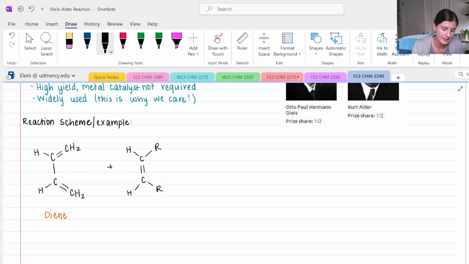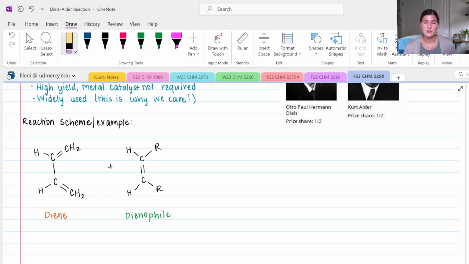This molecule that's added here is called a dienophile. The suffix "phile" implies that this molecule or this substance is attracted to a diene, the first part of the name. So we've seen phile when we talk about nucleophiles and electrophiles in Organic Chemistry 1. A dienophile is a molecule that's attracted to a diene.